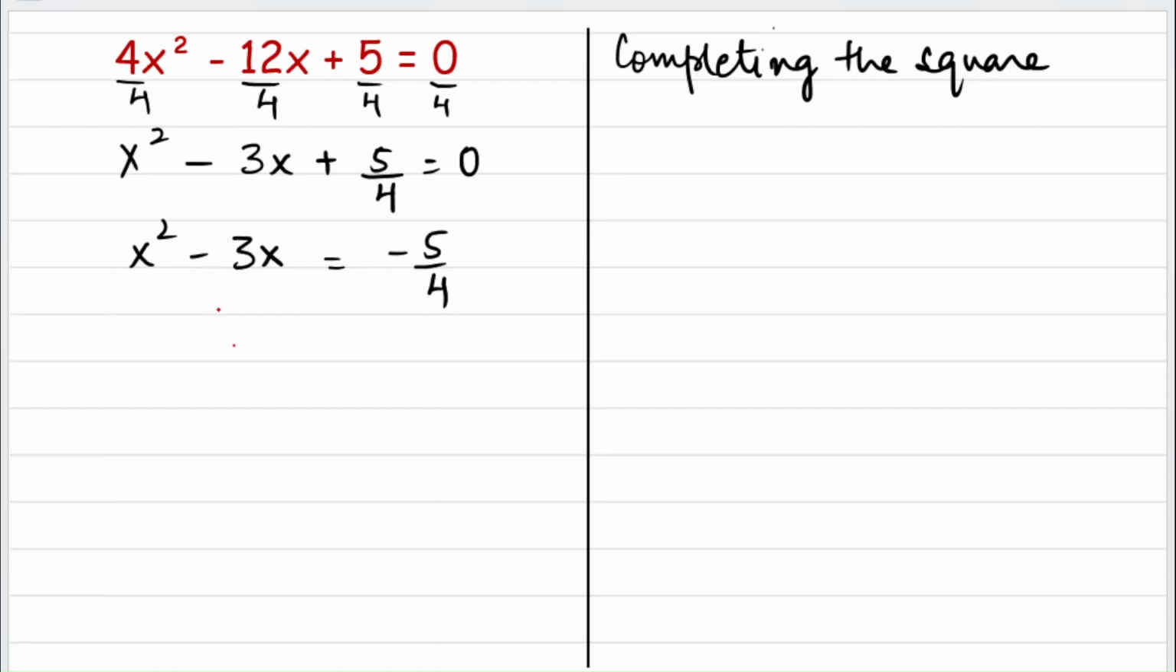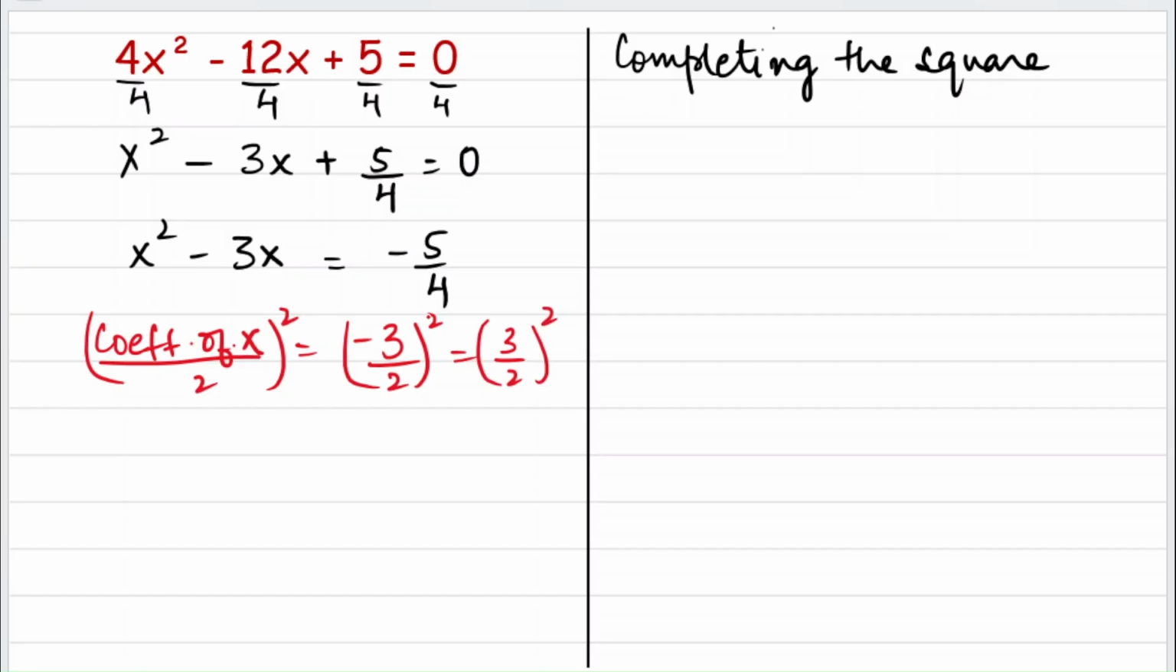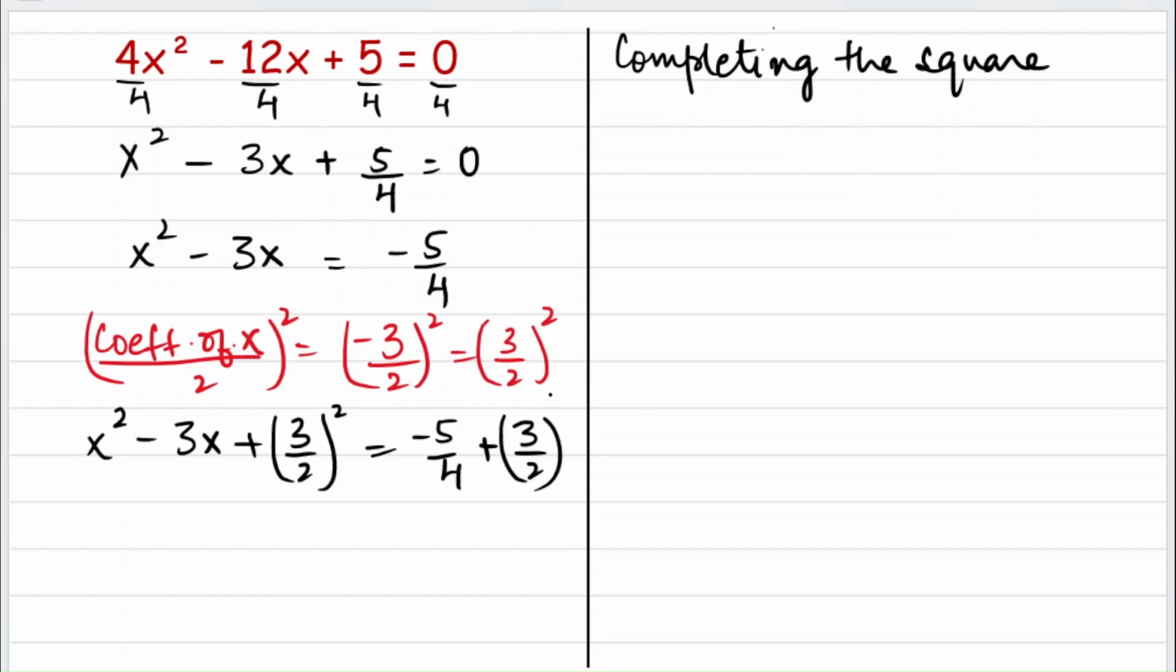And to create that perfect square, I will be adding a number, and that number is the coefficient of x divided by 2, whole squared. What is the coefficient of x? It's minus 3. So minus 3 divided by 2 whole squared. This is the same as 3 over 2 whole squared, because a minus squared is positive. So I would be adding this number on the left side as well as on the right side. So let's do that. x squared minus 3x plus 3 over 2 whole squared equals minus 5 over 4 plus 3 over 2 whole squared.